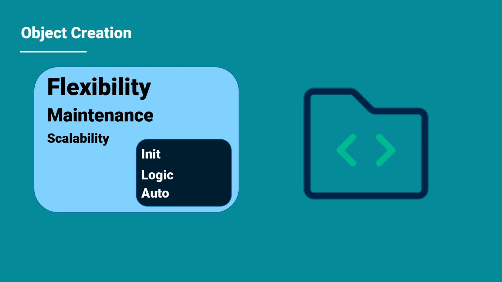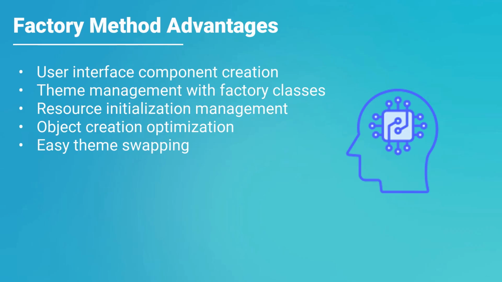You can just modify or add new factory methods without altering the core business logic, which is where code stability and scalability come from in larger applications. Let's touch briefly on potential scenarios where the factory method pattern shines brightest.